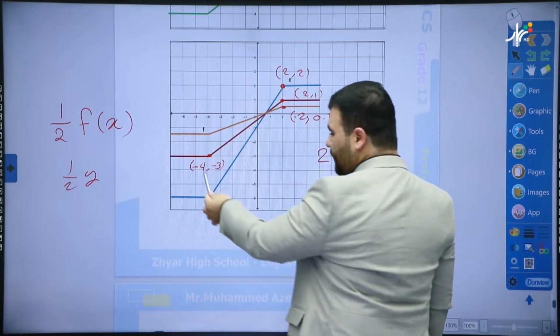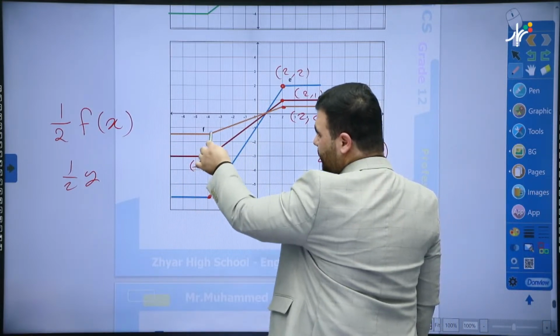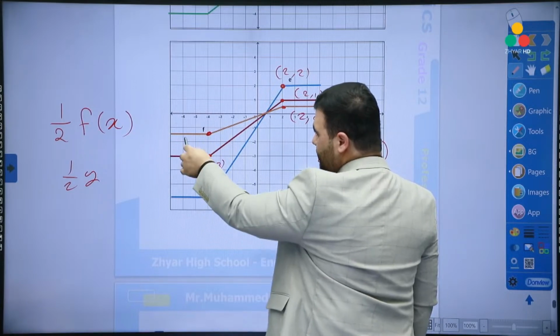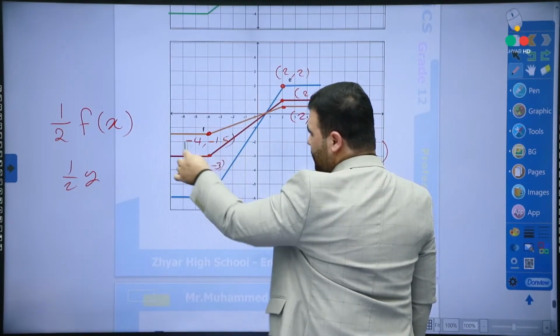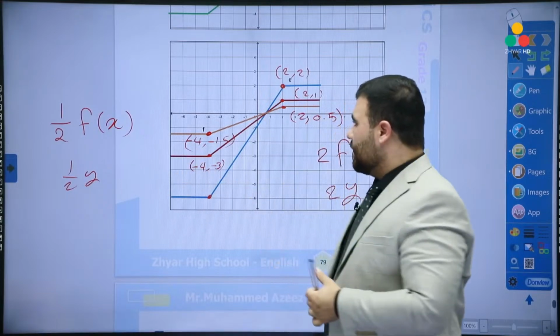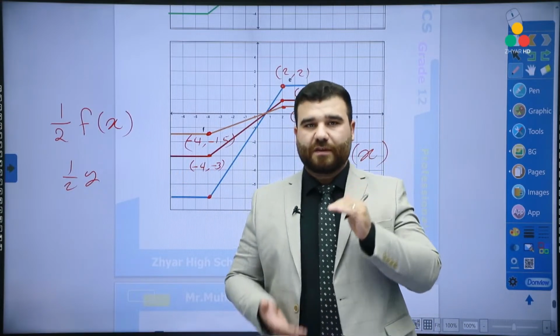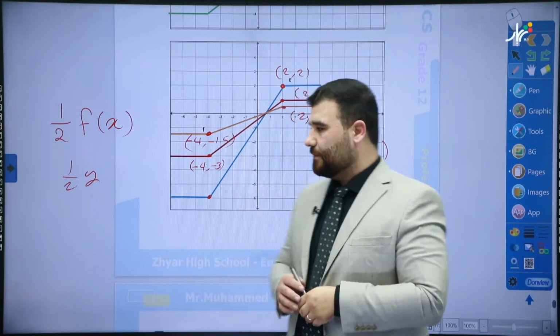And similarly, this point (4, -3) is going to be (4, -1.5). The change is only on the y value. Then the graph changes vertically, not horizontally.